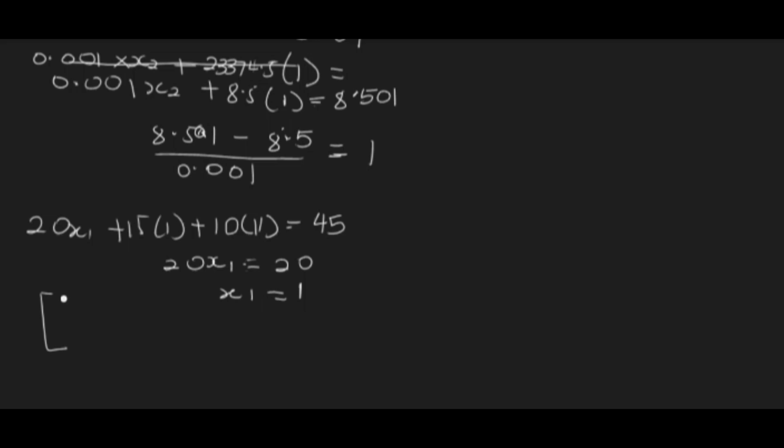So therefore my solution is simple. I'm going to get x1, x2, then x3, all being equal to 1, 1, 1.